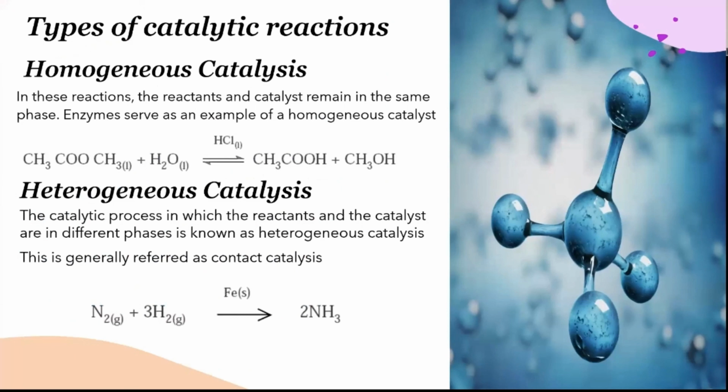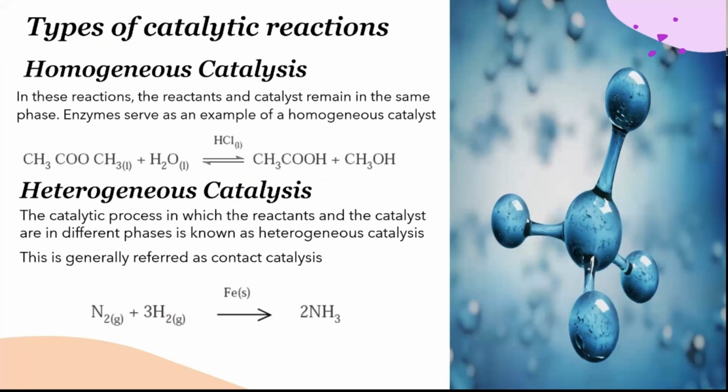The types of catalytic reaction: generally homogeneous catalysis and heterogeneous catalysis. In homogeneous catalysis, we know that the reactant and the catalyst are going to be in the same phase. In the example of ester hydrolysis, we can see the ester, the water, and the catalyst HCl are all in the same phase. So it is called homogeneous catalysis.